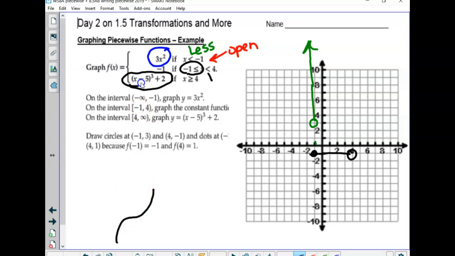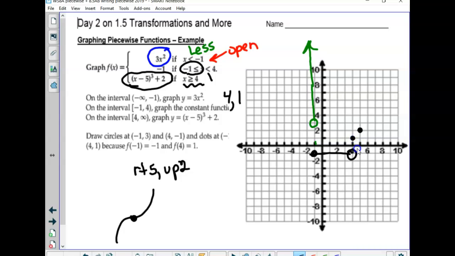But it has been shifted right 5 and up 2. And that means this little point would be at 5, 2. So over 5 and up 2. All right, but how else could I find some nice points? Put in values greater than 4, right? Including 4. So can someone put a 4 in? You could do it on your calculator if you graphed it. 4 minus 5 is -1. Cubed is -1. Plus 2 would be 1. So at 4, it is at 1.